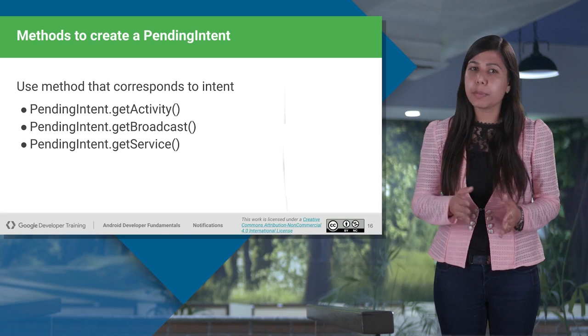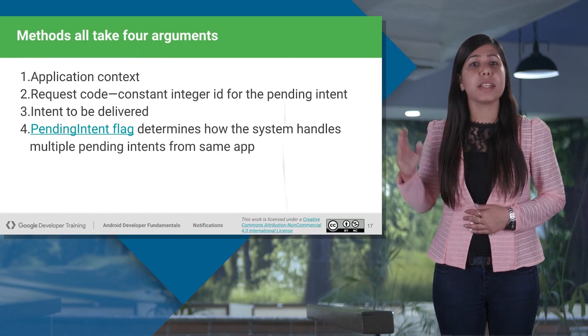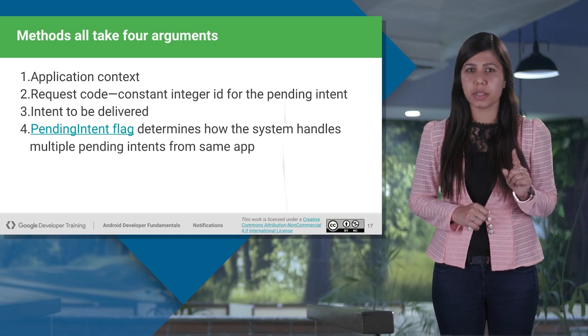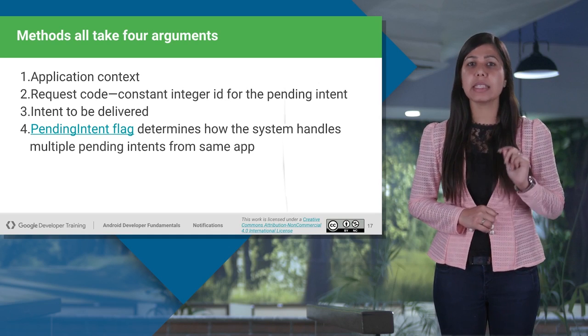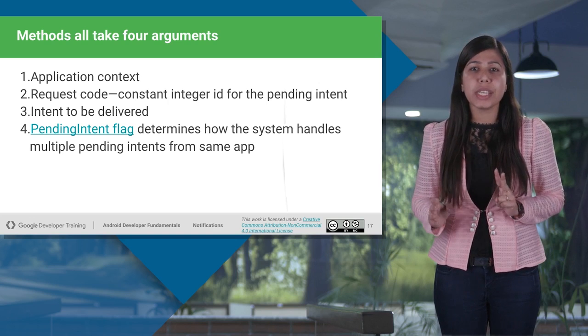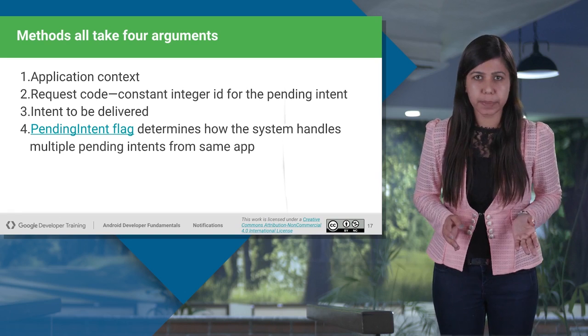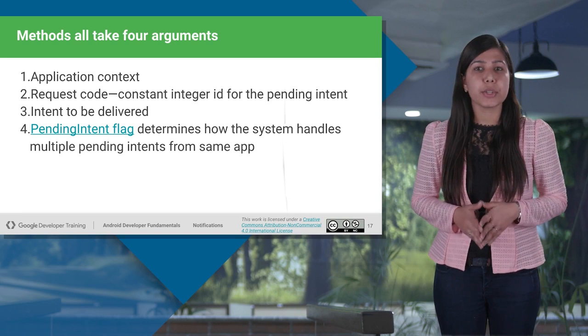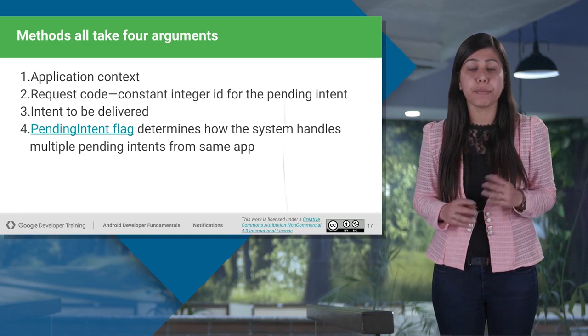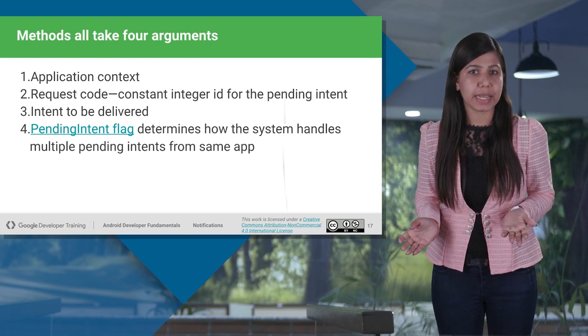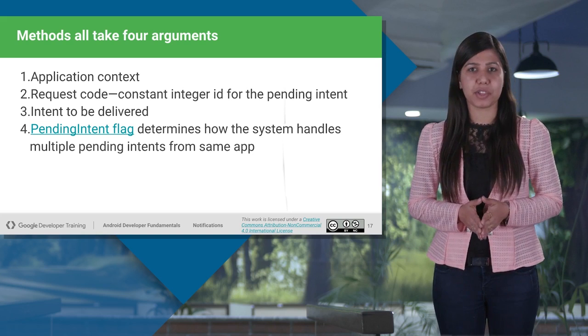This is how we can define the intents that represents the action with pending intents to get activity, get service, or get broadcast. Now, the definition of pending intent takes 4 arguments. First, the application context. Second, the unique notification ID for pending intent as a requested code. Third, the intent to be delivered. And fourth, the flag which determines how system handles when getting the multiple pending intents from the same application.